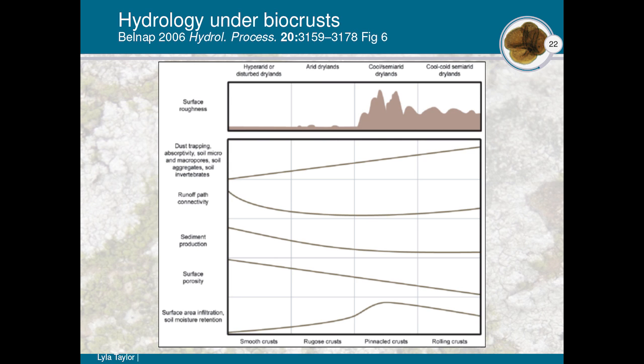But the surface porosity, the infiltration rate and the soil moisture retention. She has surface porosity here as decreasing with time, and maybe that's true, but in the papers that I've been able to see so far, it looks like there's all sorts of different things going on with the surface area, the infiltration rates and the soil moisture retention. Indeed, one of her later papers says that there's just no overarching conceptual framework which will tell us how different biocrusts affect the hydraulic conductivity of the soil.